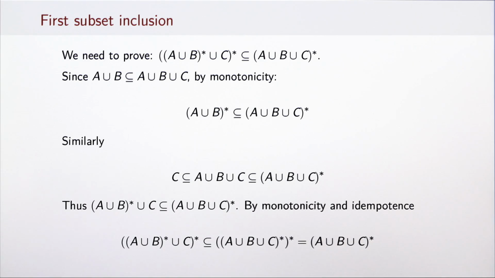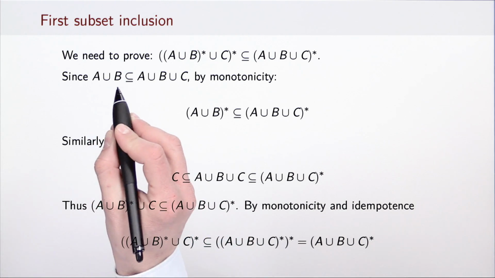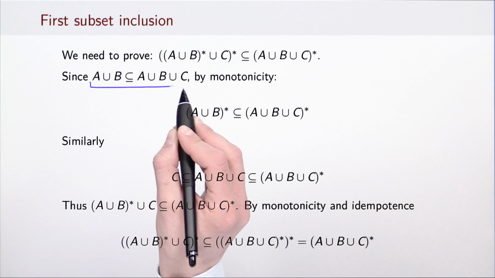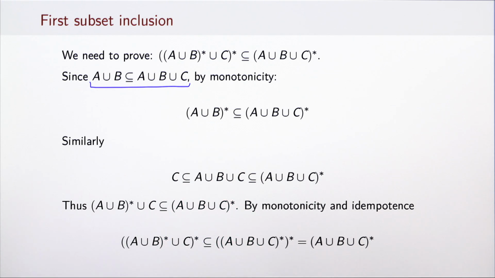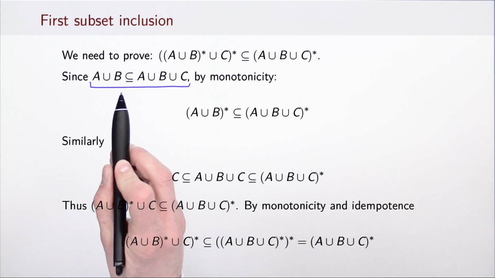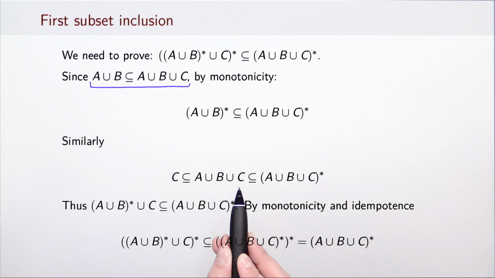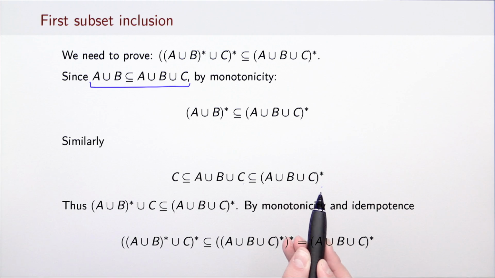To show the equality, we'll show two subset inclusions. Here's the first one. Now, obviously, if we have two elements in a union and we add a third element, we'll get a bigger set. So that's a trivial property in naive set theory. Now we can use monotonicity of the closure operator and simply apply star to both sides of this inclusion. On the other hand, if we have set C, we can add A and B to it and we'll get a bigger set. And then if we apply closure to this union, we'll get something even bigger. This is one of the assumptions of the closure operator.